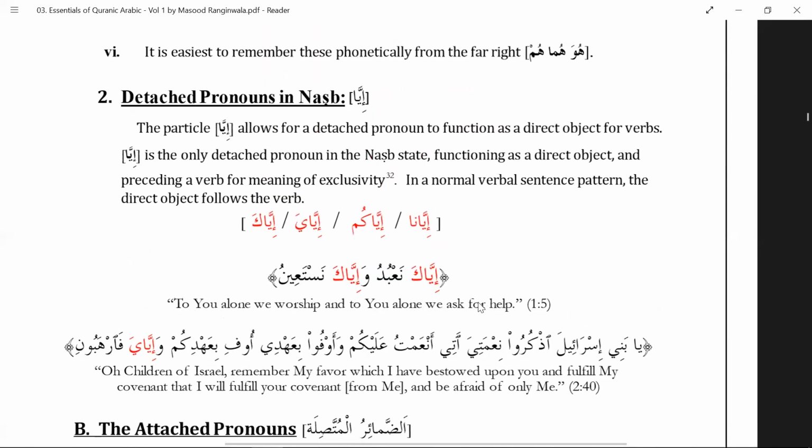Why abnormal? Because the normal structure is action and then the one on which action is being done. Na'budu is we worship, which is the action. After this, you should say iyaka, which is you. But when you bring it in front and say iyaka na'budu, it becomes only and only you we worship. So it brings a lot of exclusivity and emphasis that it is only you whom we worship. There's a lot of emphasis on this. So this abnormal structure is what brings your attention, and that is how the emphasis comes.